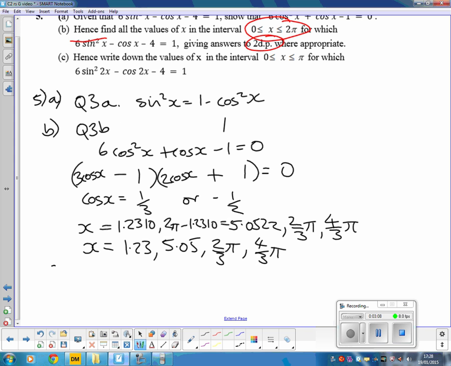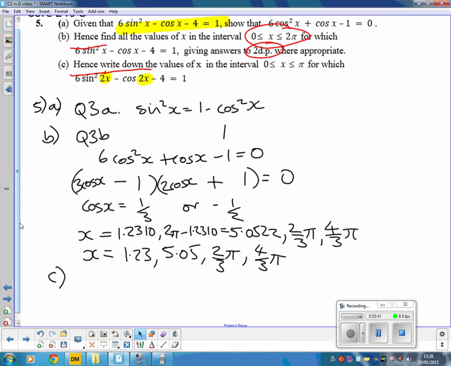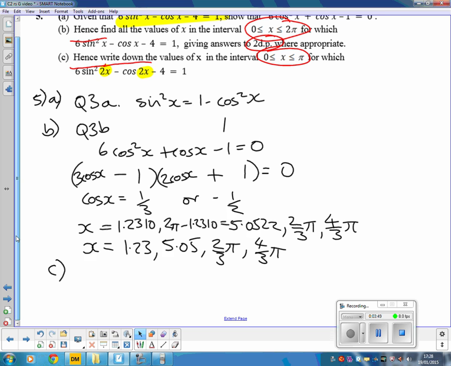Then we come on to part C. Now part C says "hence", and it also says "write down". So that means we should be able to do this without too much effort. Let's have a look at the question. In this question, we started off with 6 sine squared x minus cos x minus 4 equals 1. Now in part C, I've got a very similar equation, except we've got 2x instead of x. They've also, quite conveniently, halved the range of values which I want my answers for x. So now instead of 2 pi, we're going 0 to pi.